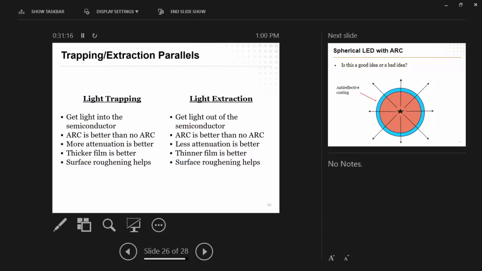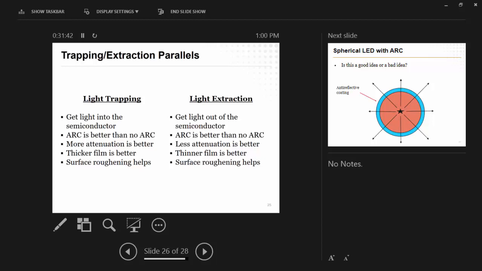Some things are the same, some things are totally opposite. We found thick films are better. So if I had a relatively thick solar cell, that would be great. But a thick LED is bad because it just means light's being reabsorbed that it should be getting out. So I want my LEDs to be thin, and I want my solar cells to be thick. But we also found, incidentally, that thick solar cells can be expensive, so we're forced to make them thin anyway.